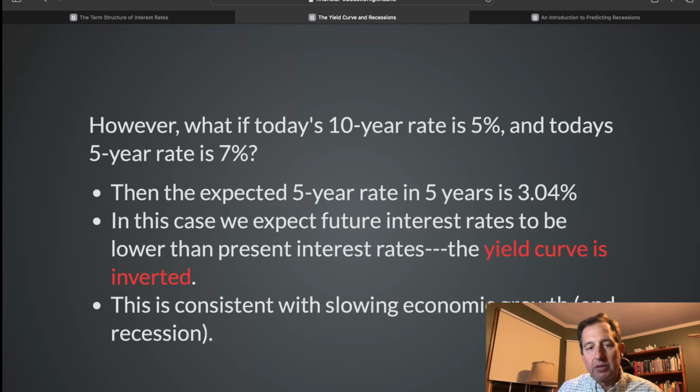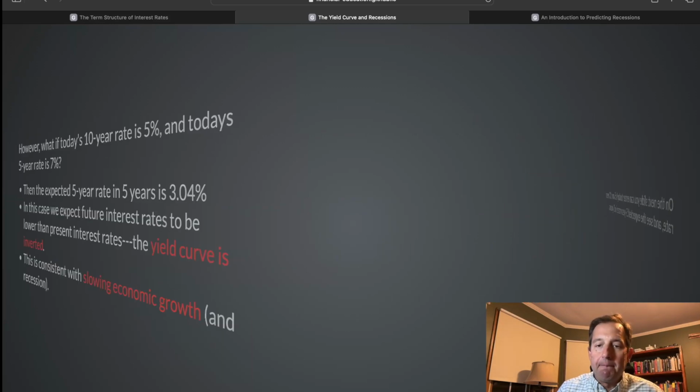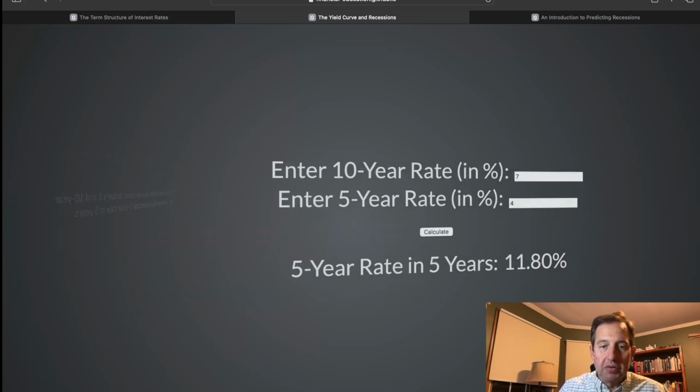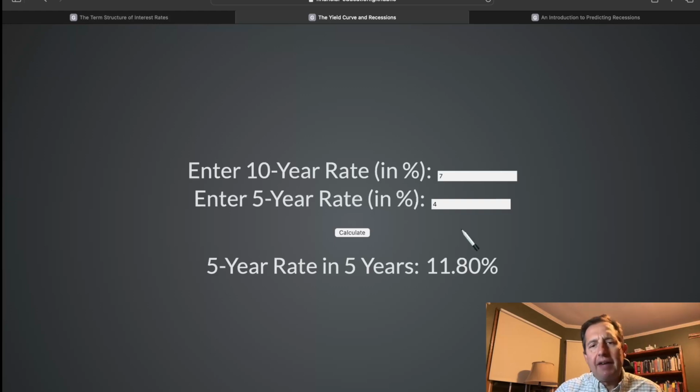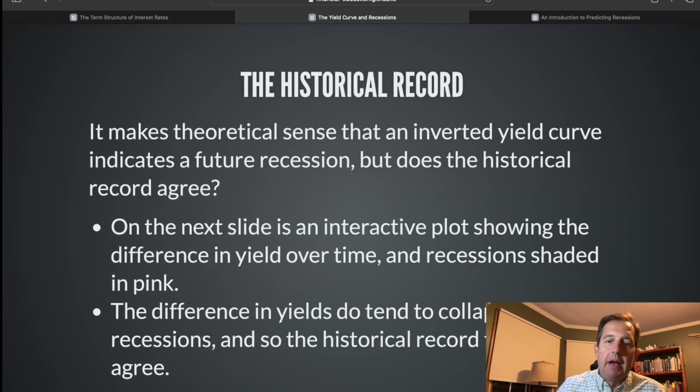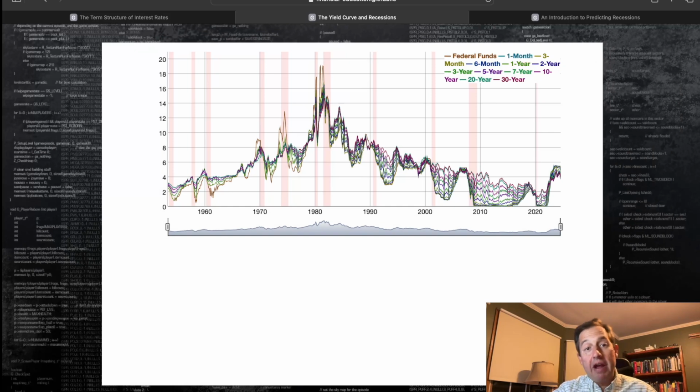Let's look at the actual data, and if the yield curve, it'll be slowing economic growth. I have this calculator here in case you want to put in rates and then see what the expected 5-year rate in 5 years is. So here's an interactive app. Whenever you open this, it'll pull the latest data. So this will always be up to date.